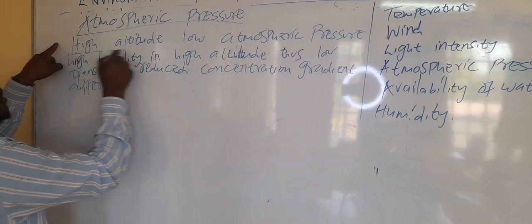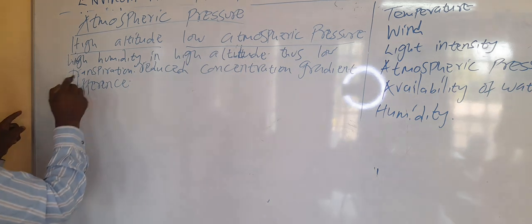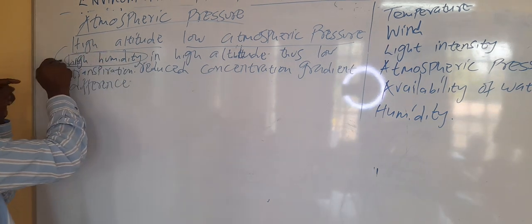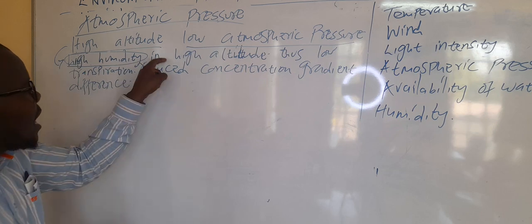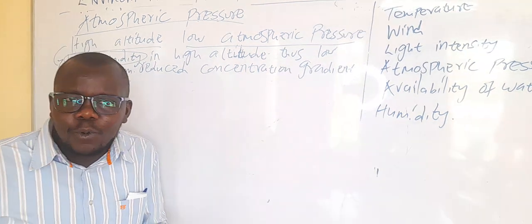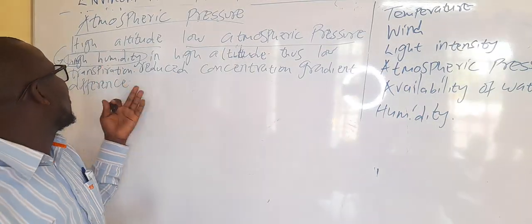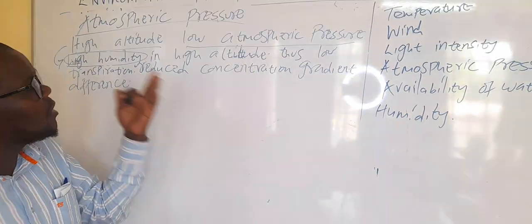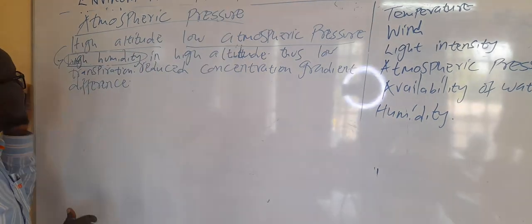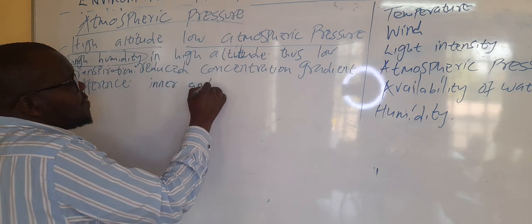So what you just have to understand is high altitude, low atmospheric pressure. Because of this one, the main reason is because we have high humidity at the high altitude area. In high altitude area, humidity is what? High. We are just repeating what we have said. So because of that high altitude, there will be low transpiration because of accumulated water vapor, and this leads to low concentration gradient or reduced concentration gradient difference between inner and outer leaf.